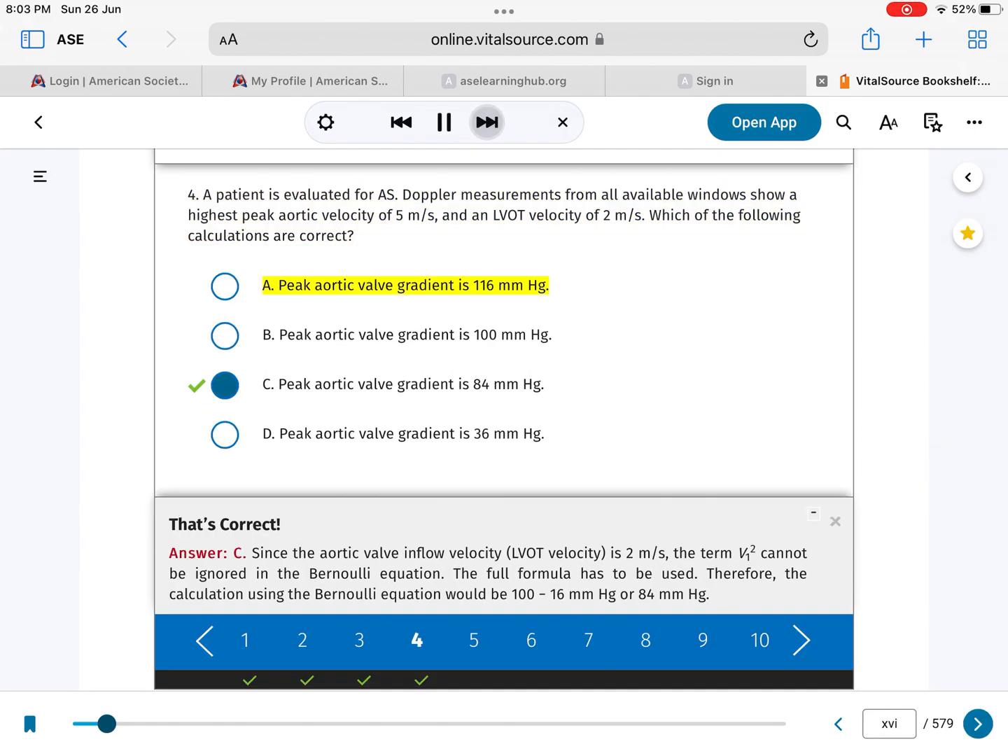Chapter 6. That's correct. Answer: C. Since the aortic valve inflow velocity, the LVOT velocity, is 2 m/s, the term V1 squared cannot be ignored in the Bernoulli equation. The full formula has to be used. Therefore, the calculation using the Bernoulli equation would be 116 mm Hg or 84.